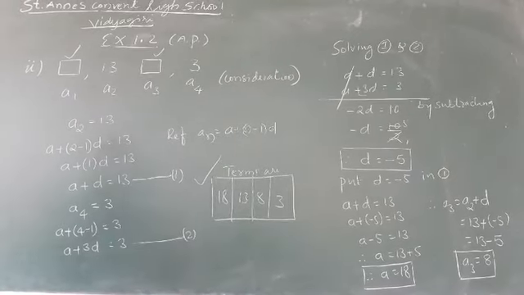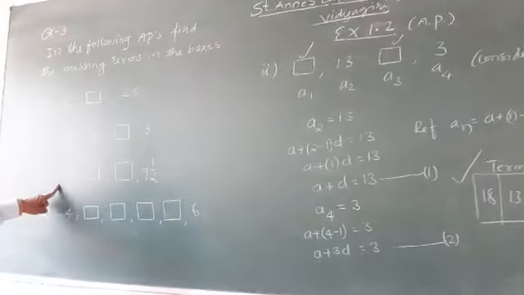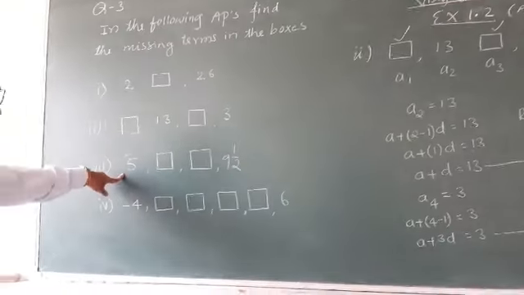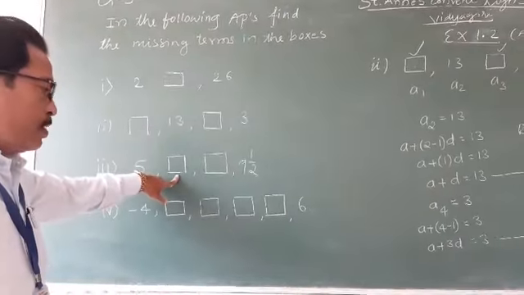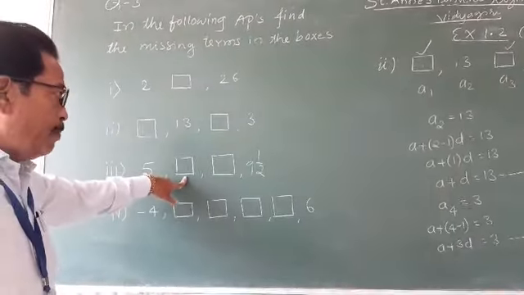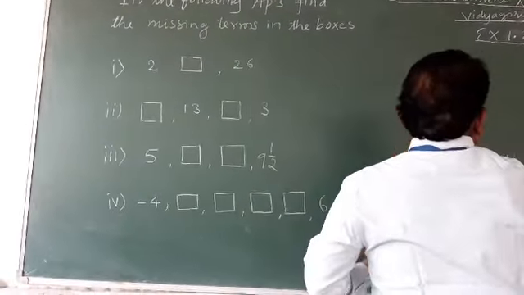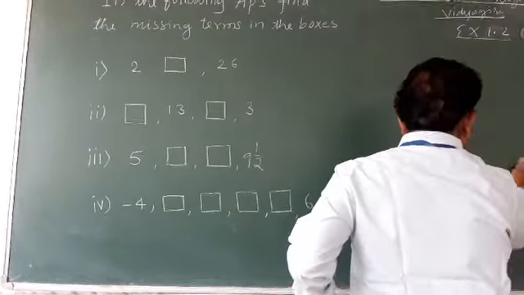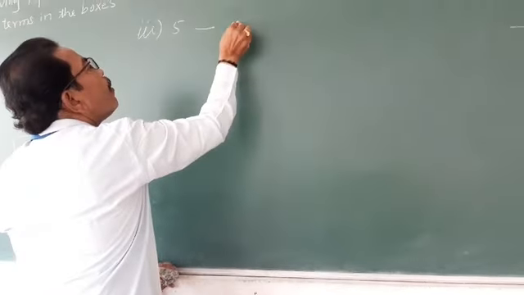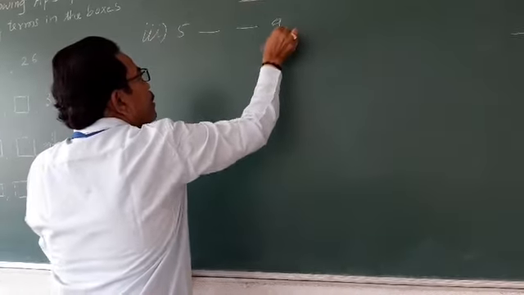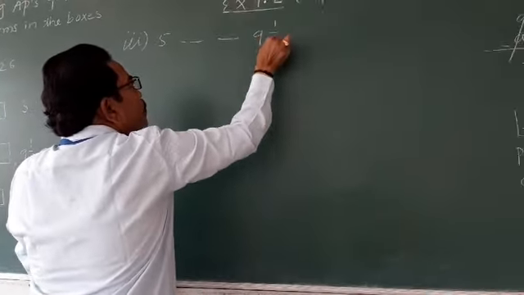Okay, let us move to the third one. Third is 5, box, gap, then 9 integer 1 by 2. Box, gap, 9 integer 1 by 2.